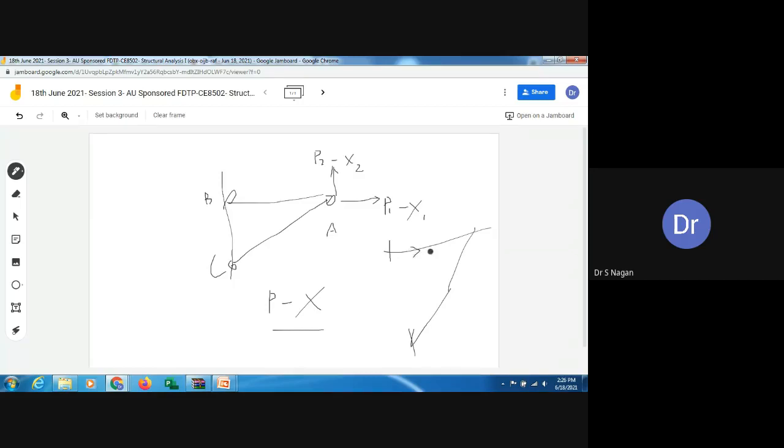So this member, I will assume the force is tensile. I will name it as F1 E1. This I will assume as tensile force. And I will call this F2 E2. Okay, only two internal forces. So this is the FE diagram. Now, we need to establish the relationship between P1, P2, F1, F2, etc.